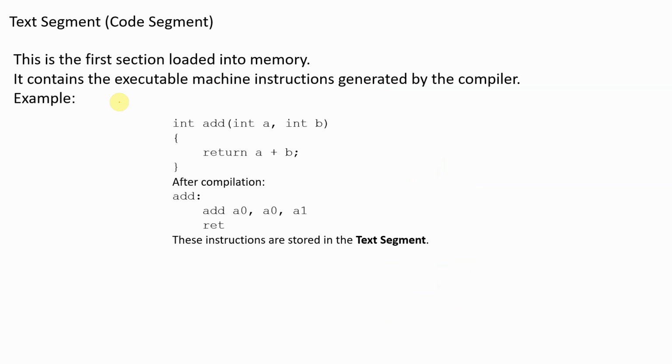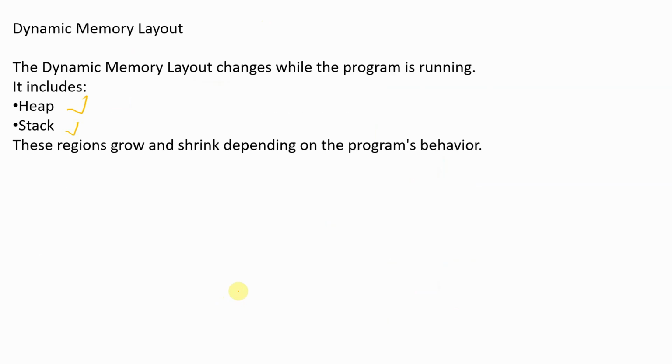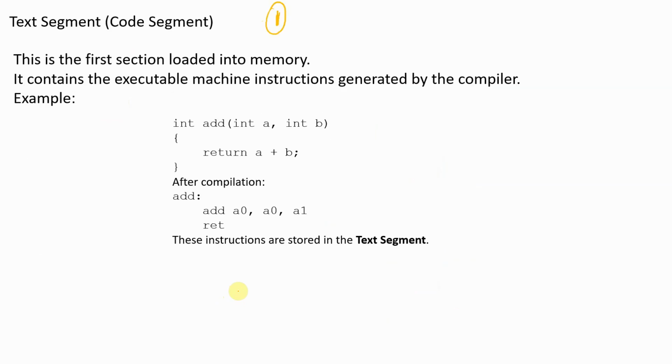Now, first of all, in the static memory layout, the first segment which I'm going to have is the text segment. This is the first region we are going to have in my static memory layout, that is nothing but my text segment. Now, what do I mean by this text segment and what is it basically storing?